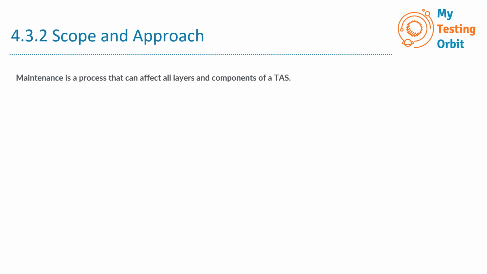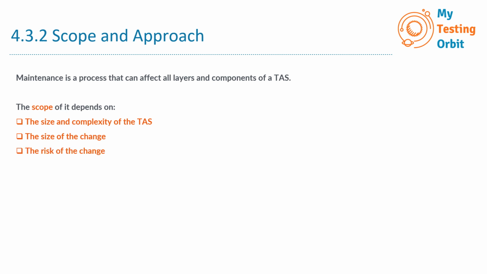Maintenance is a process that can affect all layers and components of a TAS. The scope of it depends on the size and complexity of the TAS. So if it's really huge and complex, maintenance can be quite a task. The size of the change. So think about the changes you are making. If it's a massive change, the maintenance job will be more extensive. And the risk of the change. And finally, we cannot forget about the risk involved in the changes. If there is a lot at stake, like critical testing processes, you will have to be extra careful.